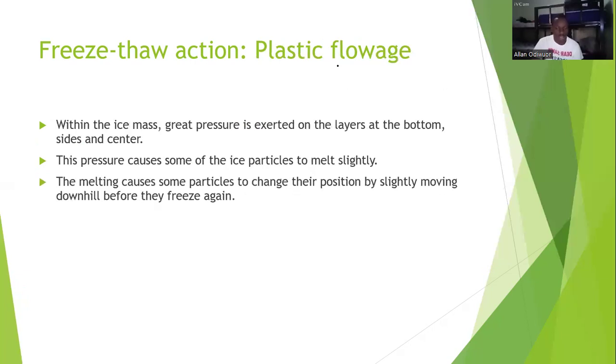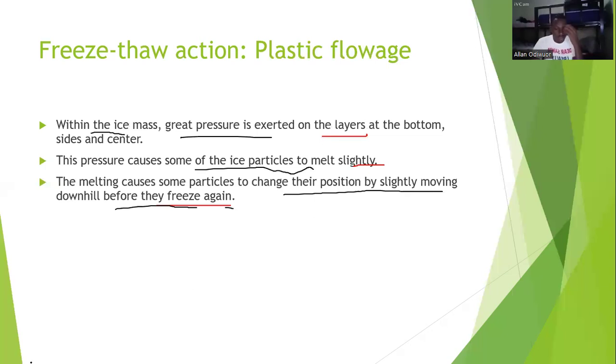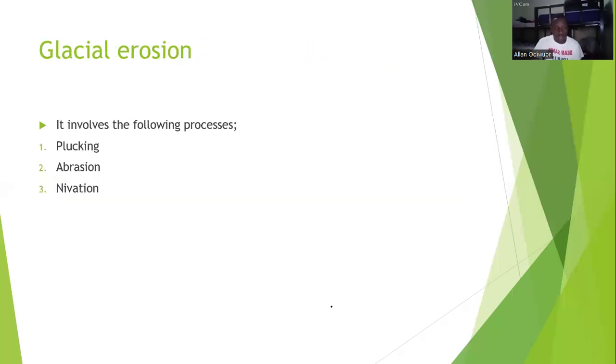So then plastic flowage. Within the ice mass, great pressure is exerted on the layers at the bottom. Now, this pressure causes some of the ice particles to melt slightly. The melting causes the particles to change their position by slightly moving downhill before they freeze again. So, freeze-thaw action is all about melting and freezing. Then let's look at glacial erosion.